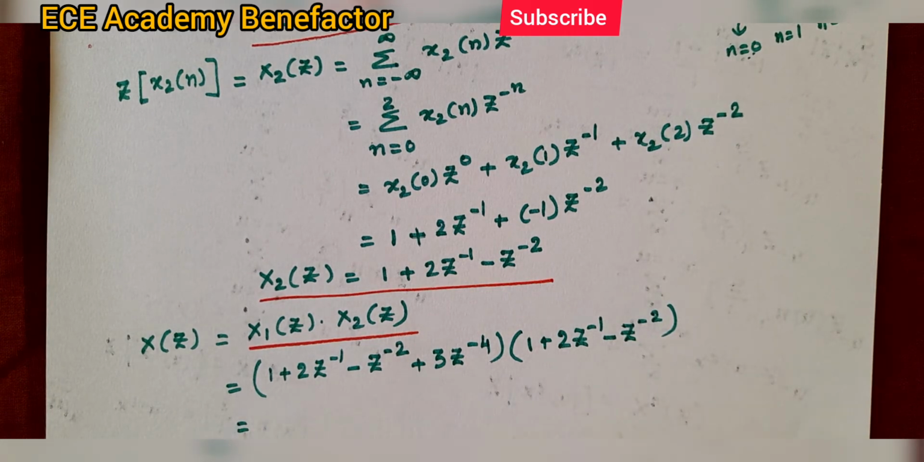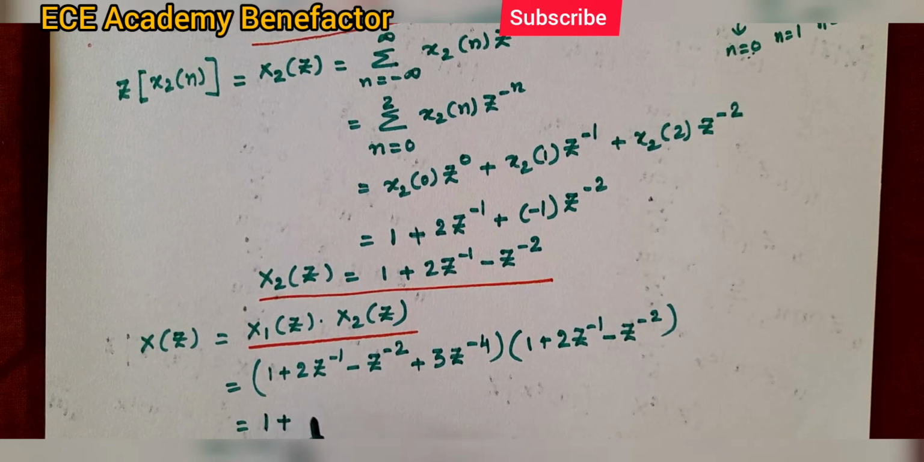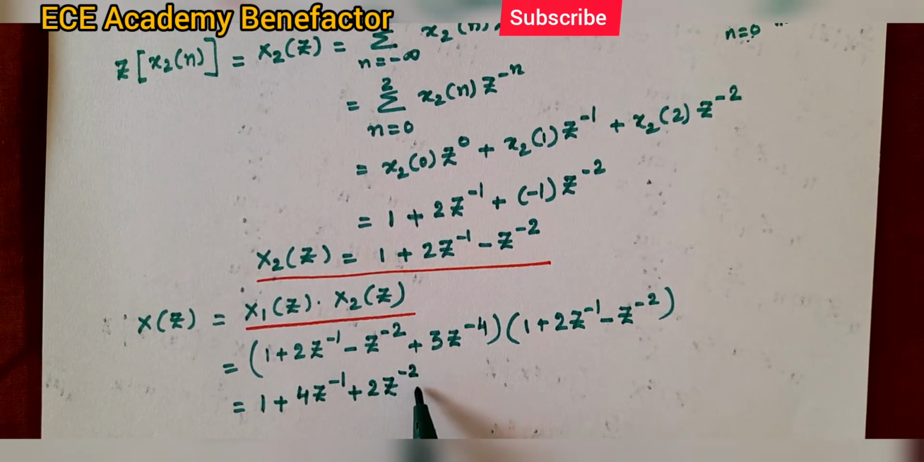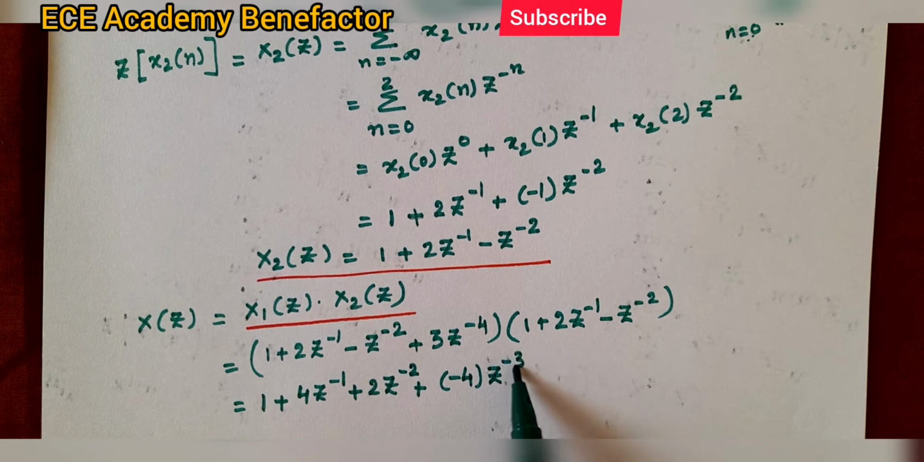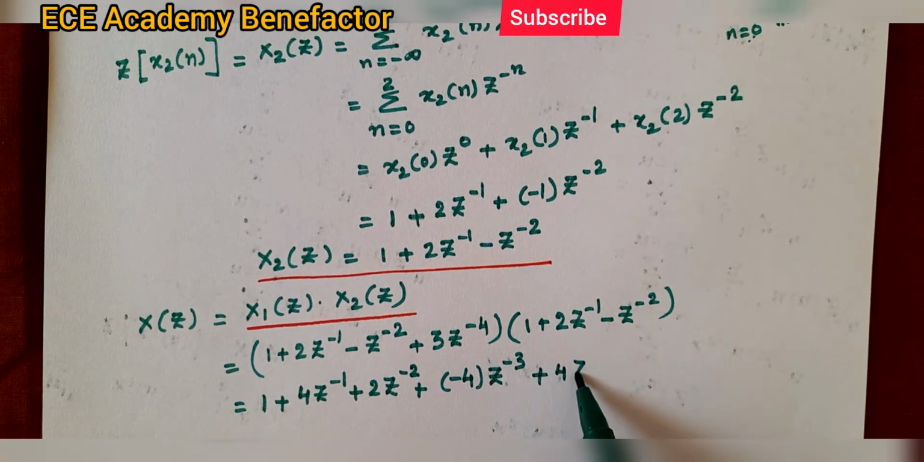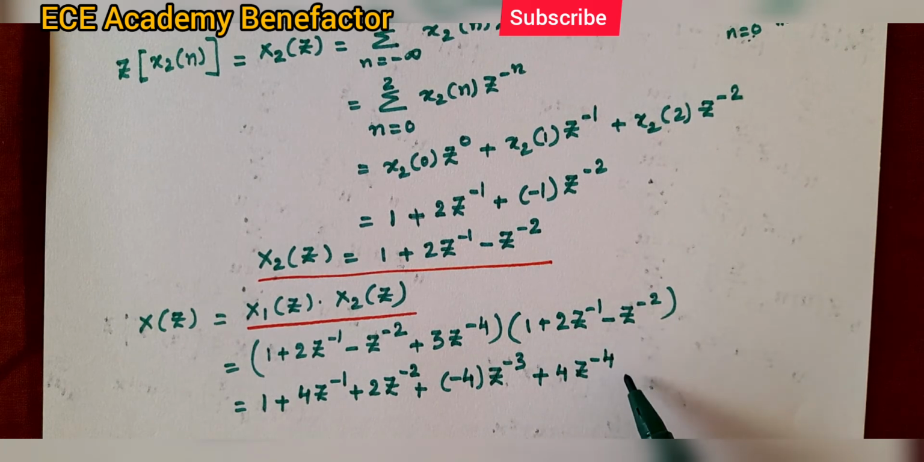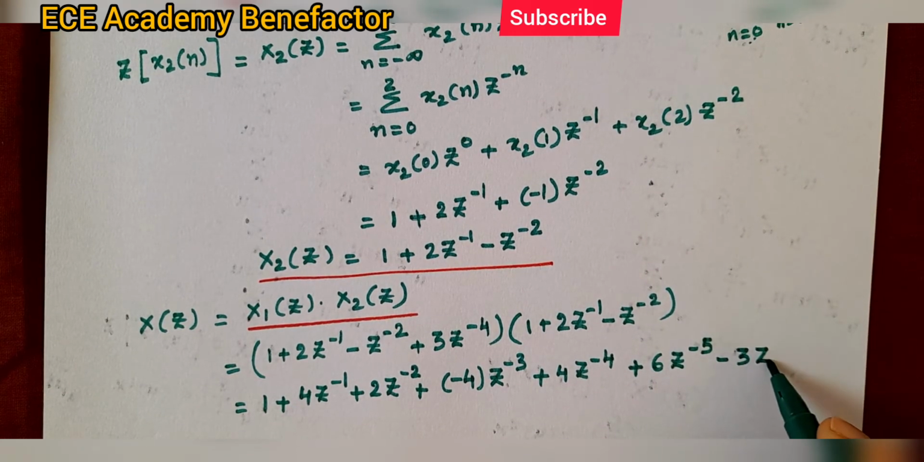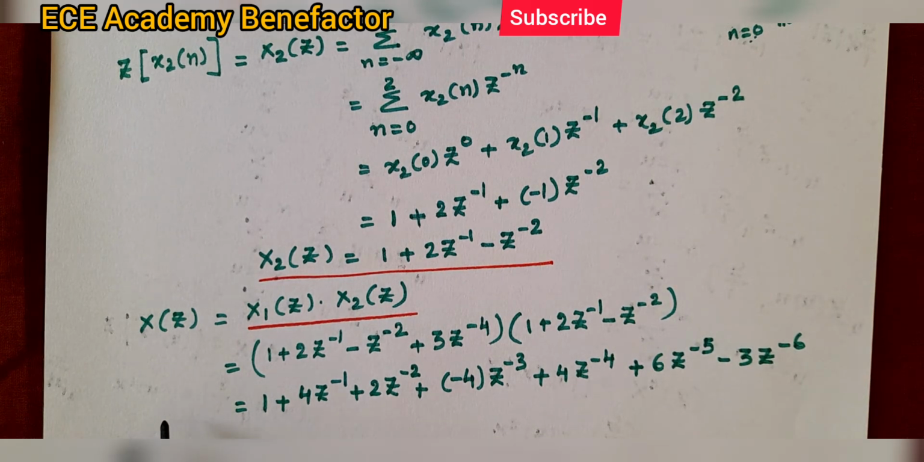Okay. On opening the bracket and multiplying, we will get it as 1 plus 4z to the power minus 1 plus 2z to the power minus 2 plus minus 4z to the power minus 3 plus 4z to the power minus 4 plus 6z to the power minus 5 minus 3z to the power minus 6. Okay, we got this one as x of z.